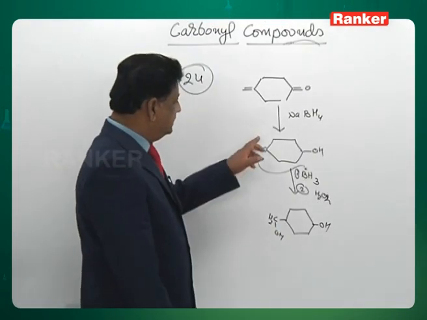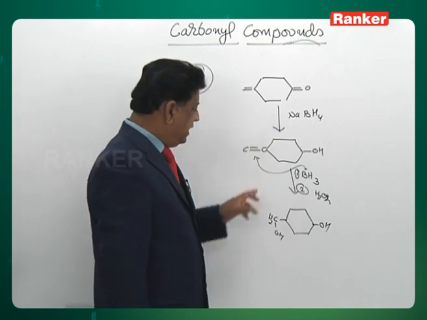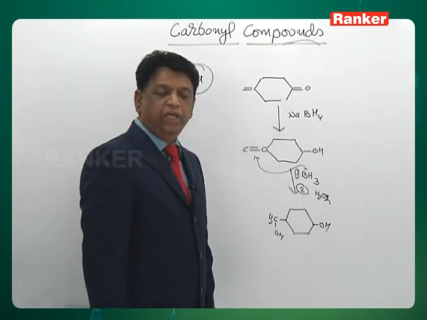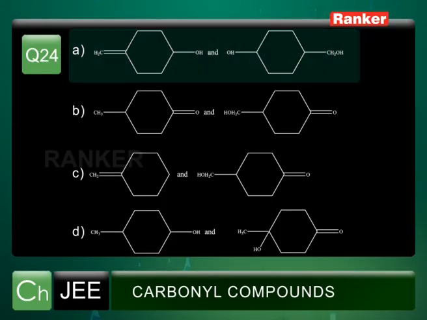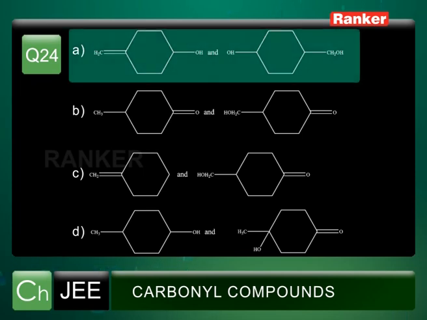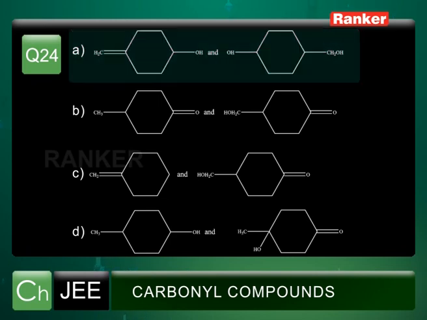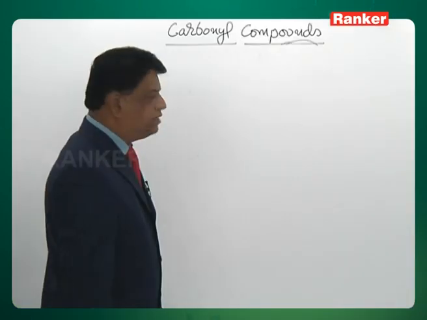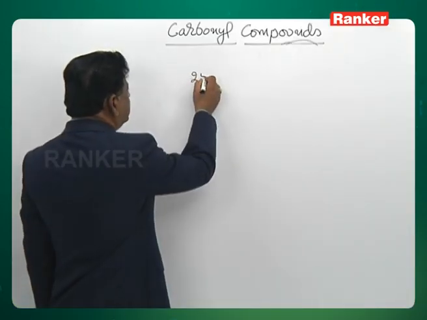So there are two answers. This is the first answer A and this is the second answer B. So option A is the right answer. So the first is the alkene with the alkyl alcohol. The answer will be A. So let's go for the next question, the 25th question.